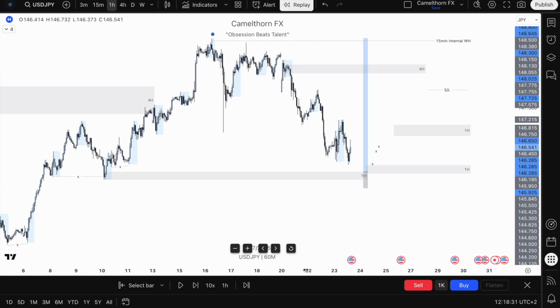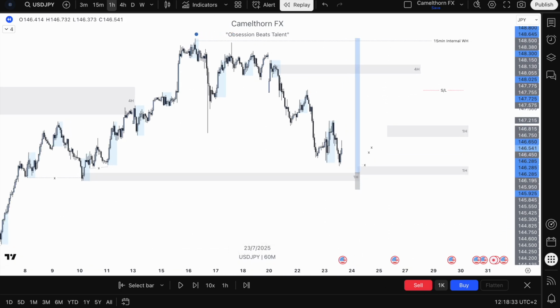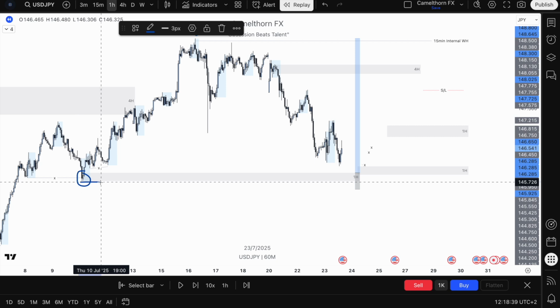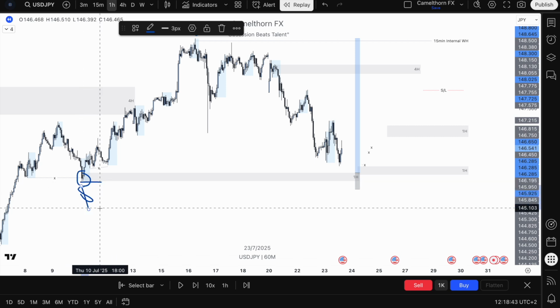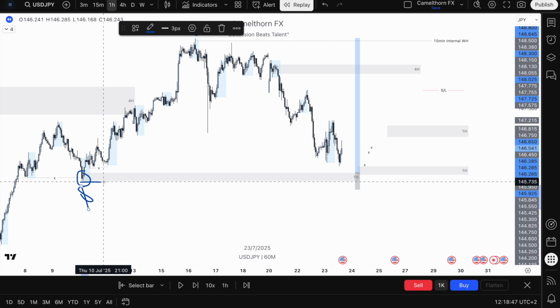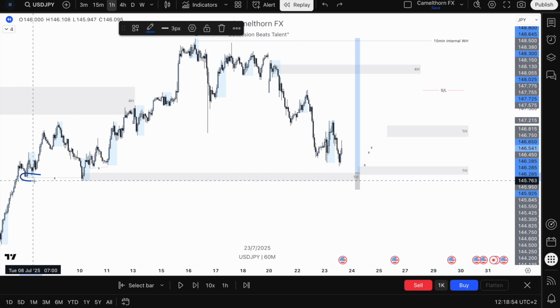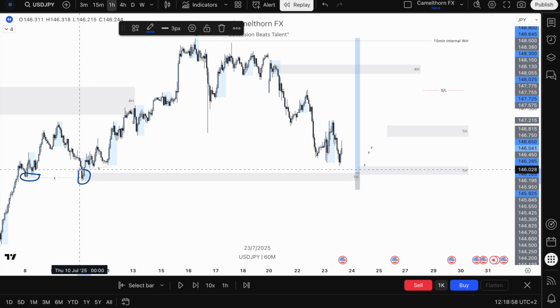And the one that really stood out to me was this 1-hour inside bar demand zone in here, which sat at an Asian low liquidity pool. Now, I wasn't put off too much by the fact that this POI sat at an Asian low liquidity pool. The reason for this is that we saw a sweep of a previous Asian low prior to this demand zone forming.